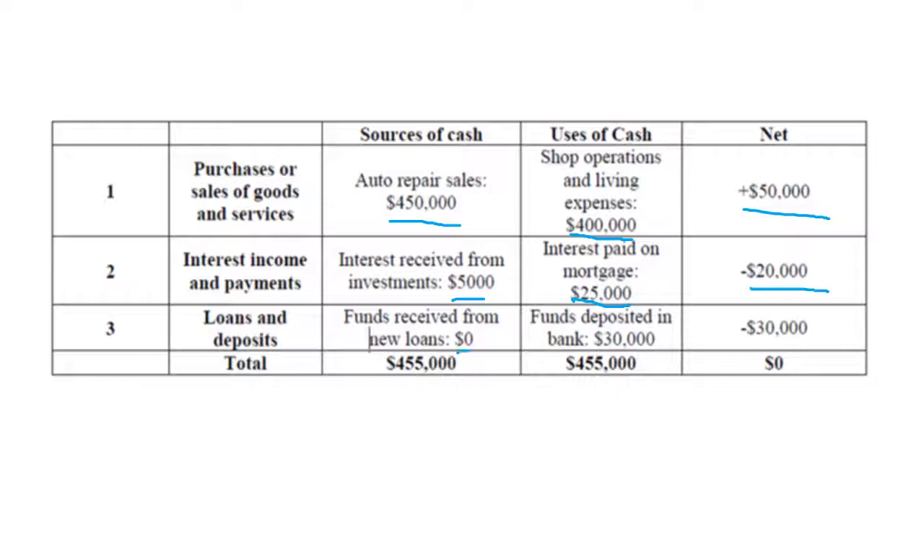They did not receive a new loan. There was no information given to you for a new loan. So you know that this total, $455,000, which means that this total must be $455,000. So there must be $30,000 left over that they can deposit into the bank. We also can see that if they had $50,000 net minus $20,000 net, the way to balance that out would be a negative $30,000. So 0 minus $30,000 would also get you there.